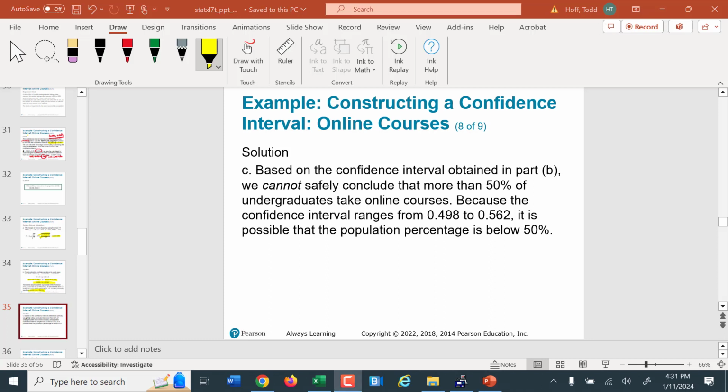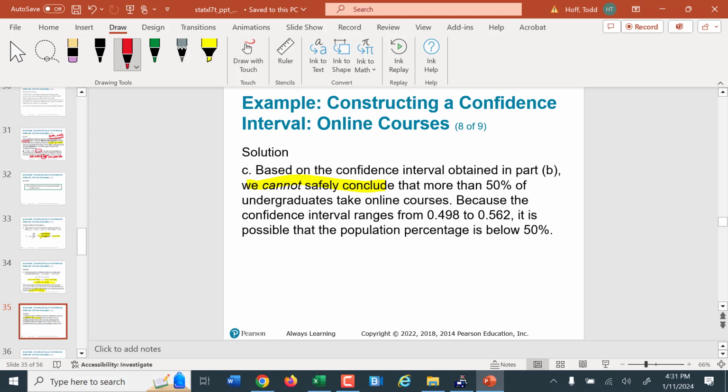Then this is just restating that we're 95% confident that the true population proportion is in that range. Now back to that question we were asked. Can we safely say that more than half of students, or more than 50% of students, take online courses? And the answer is no, we cannot say that. We cannot safely conclude that.